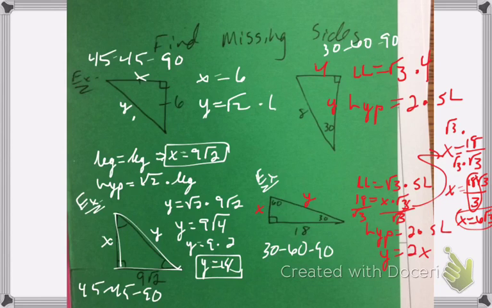Okay? Since x is 6 square root of 3, I can plug that in down to this equation. Multiply 2 times square root of 3, which I'm starting to hide again. That's all right. 2 times 6 is 12. And so y equals 12 square root of 3. Okay, done there. Hopefully that made enough sense.